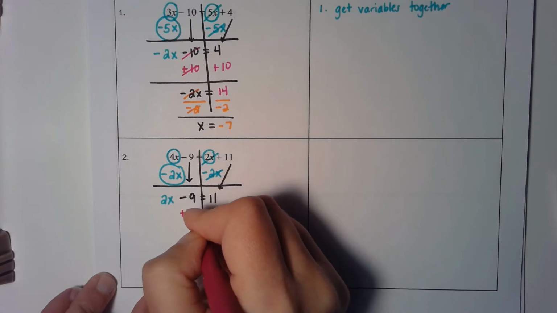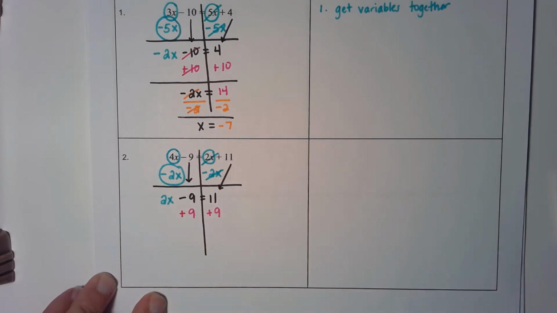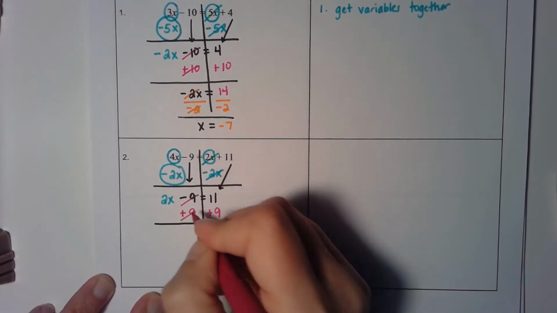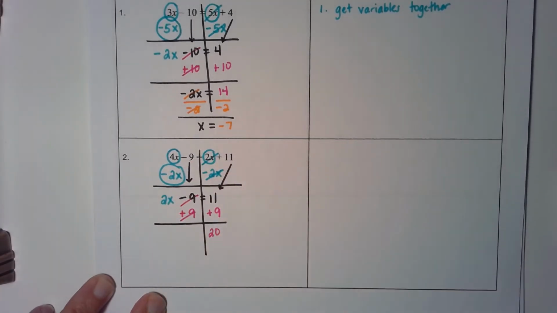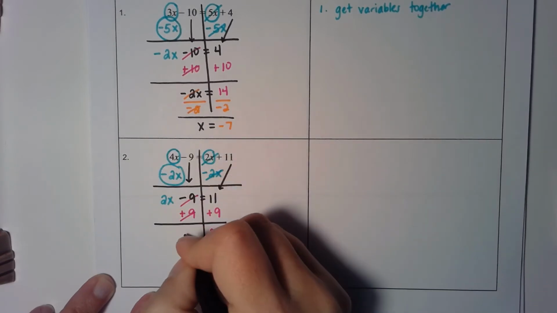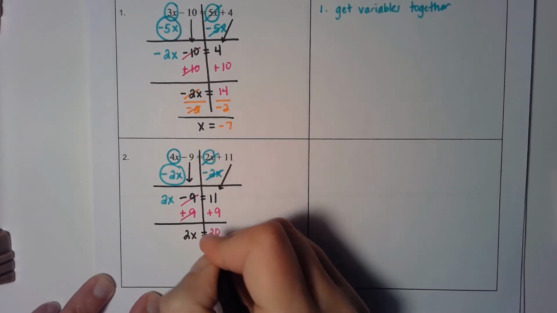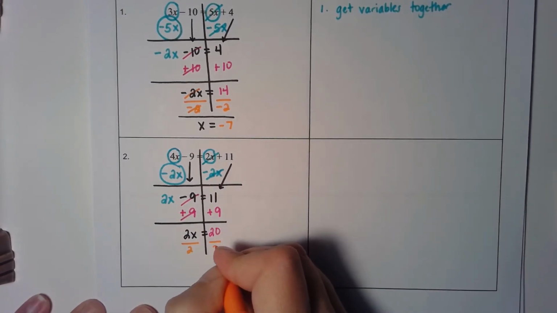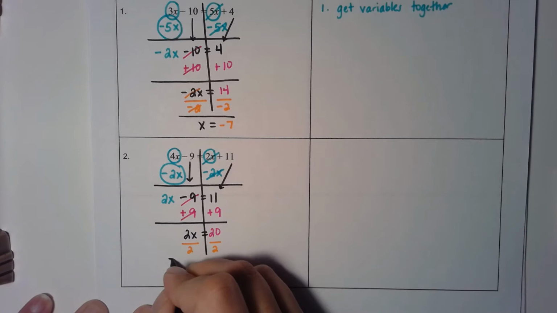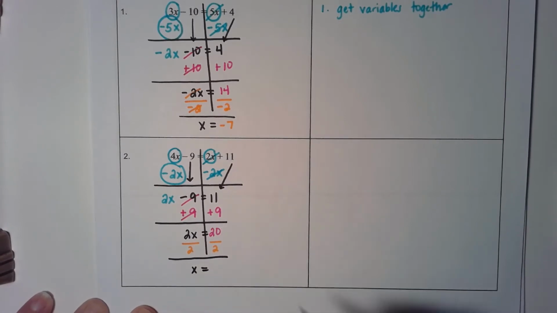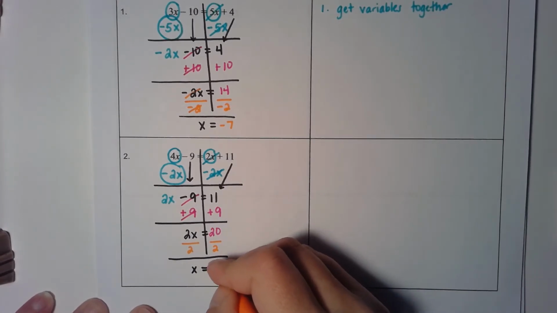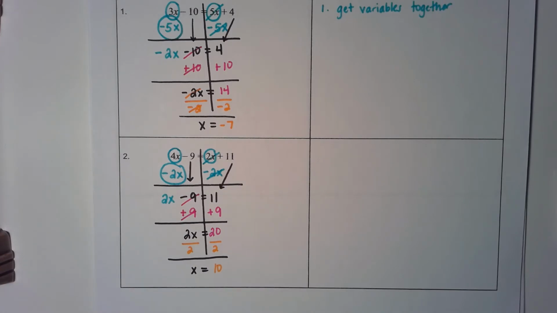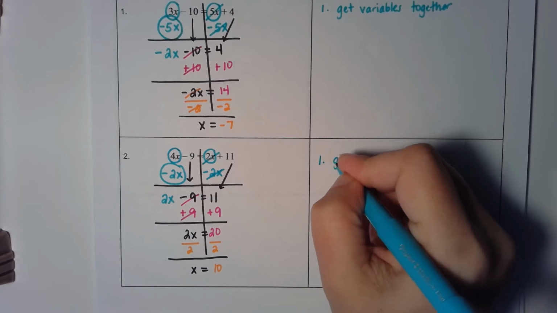So I'm going to add 9 on both sides, which means that the 9's cancel on the left and I get 20 on the right, because 11 plus 9 is 20. I'm just going to drop down the 2x, and then I'm going to solve by dividing by 2 on both sides. So x is equal to 10. Again, the only new thing here is that we're moving all of the x's to one side as step number 1.